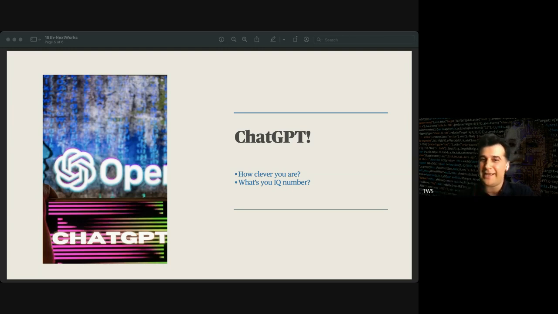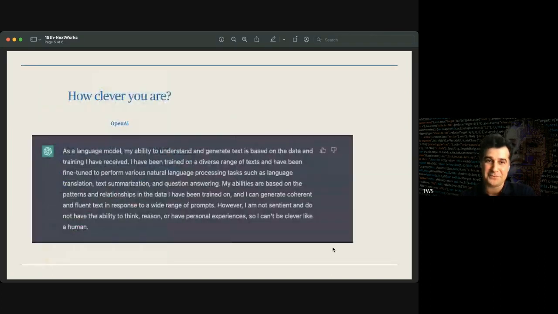And I asked ChatGPT a few questions myself. I asked ChatGPT, how clever are you? And what's your IQ number? And that was interesting. If you just read the answer from ChatGPT itself, I'll give you a minute to read it through.